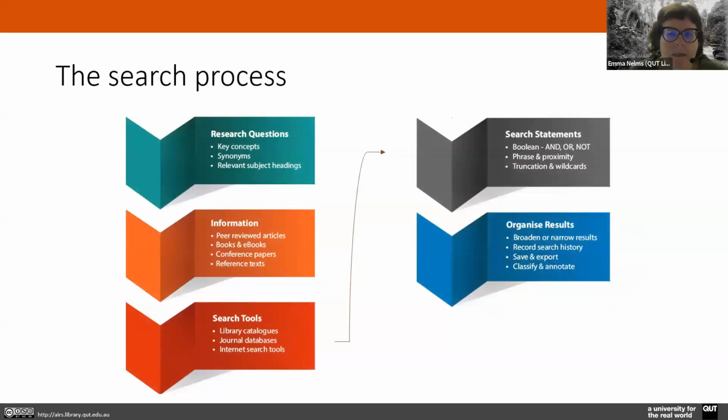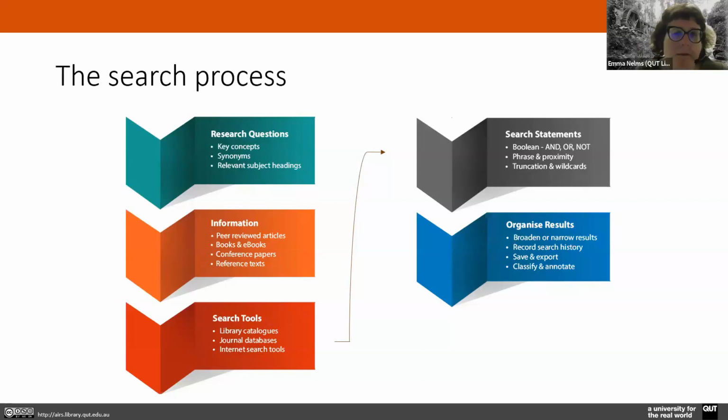When you look at the search process, the first step, and this is very much module 1, is looking at the research questions. That was in AIRS 1. You were looking at key concepts, synonyms, maybe relevant subject headings. Remember the module 1 question. It's not necessarily your thesis topic, it's the first stage in finding the words you're going to put into Google Scholar or a database. You're going to be looking for peer-reviewed articles. That's really the core of most research. If some of you are in IT, you might also be looking at conference papers, books and ebooks to some extent, and maybe reference texts.